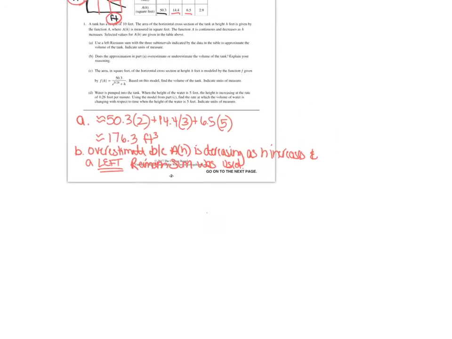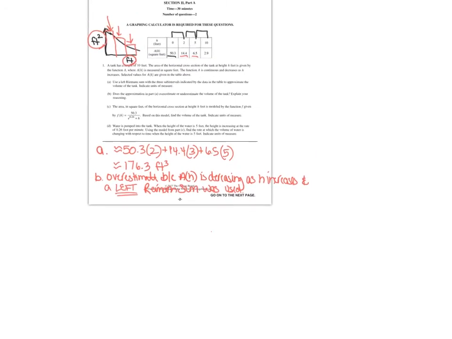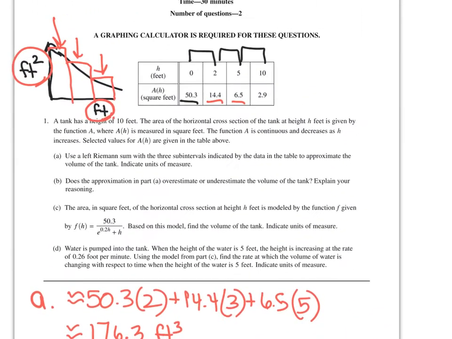Okay, so you might be asking, what's the difference of what we did for A and B versus C? So for A and B, you used these 4 heights. That's all you knew. You knew the area when the height was 0. You knew the area when the height was 2, you knew the area when the height was 5, and you knew the area when the height was 10, okay? And then we did our rectangles to estimate the area.